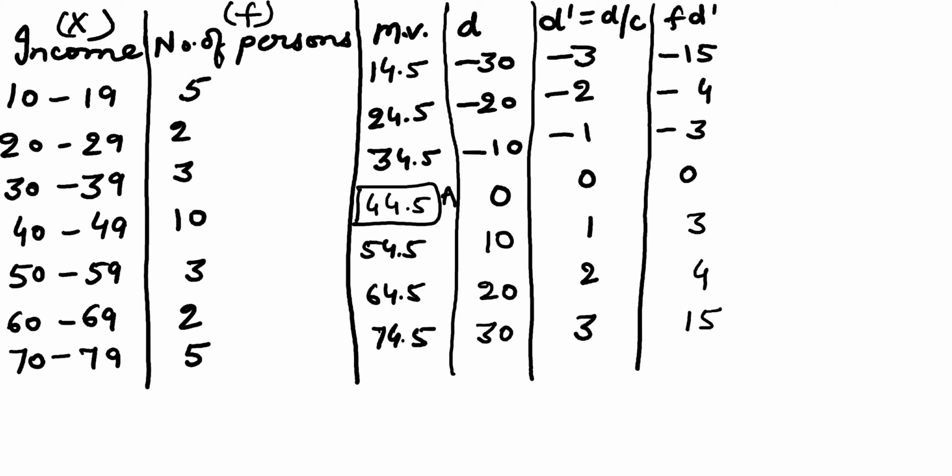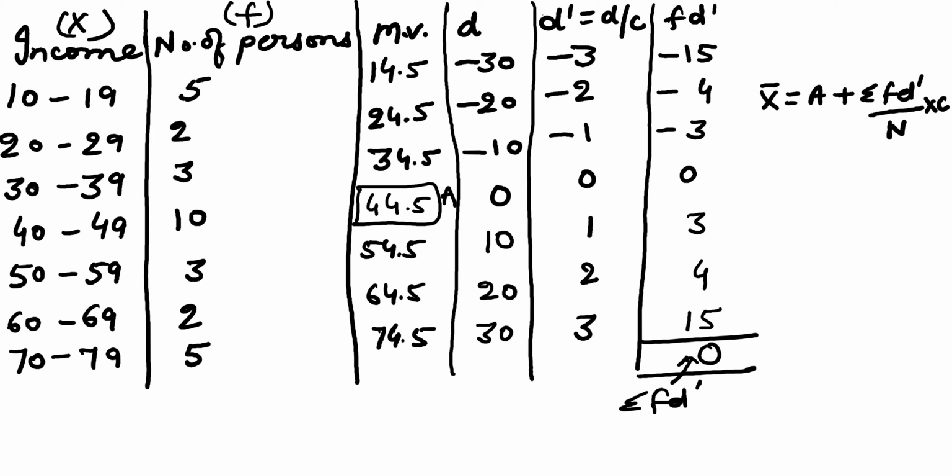So this is our fd dash, and if we sum all these values, we will get summation fd dash as 0. Now we will use all the values in the formula. X bar is equal to A plus summation fd dash upon n into c. So A is 44.5 here, plus fd dash is 0, and we have to calculate n.